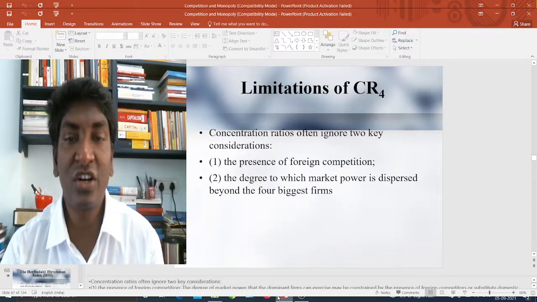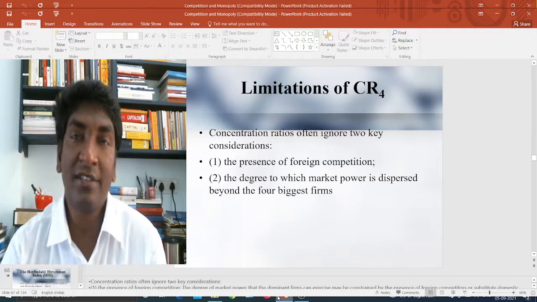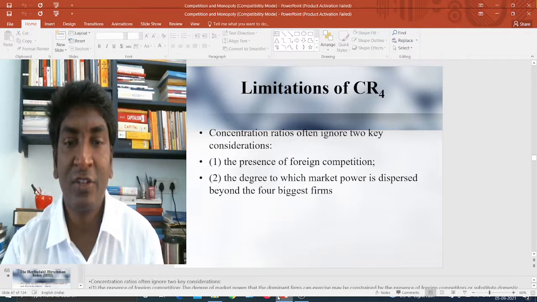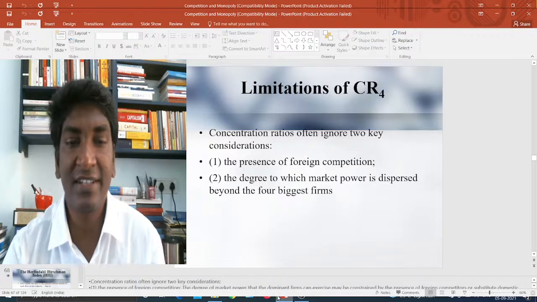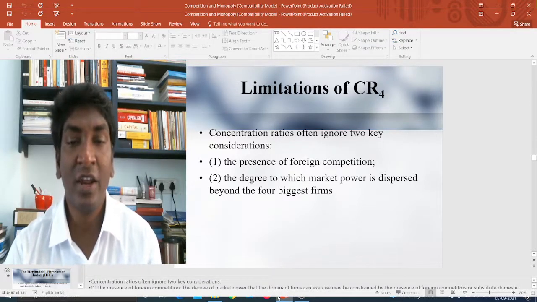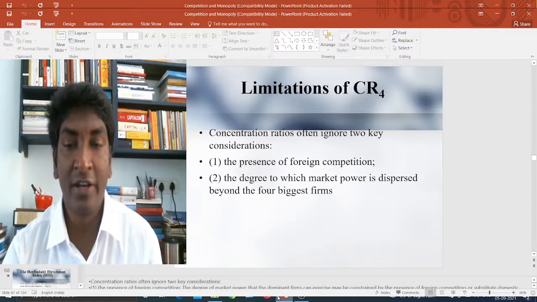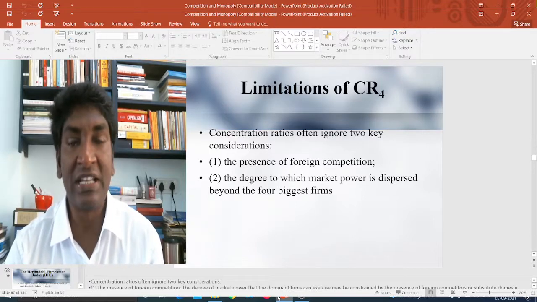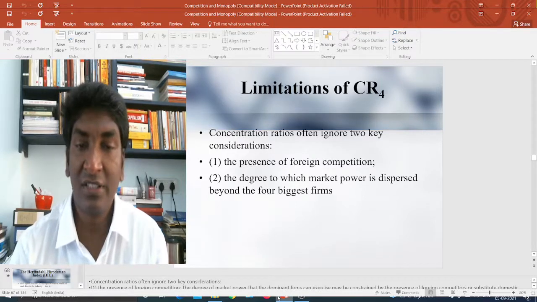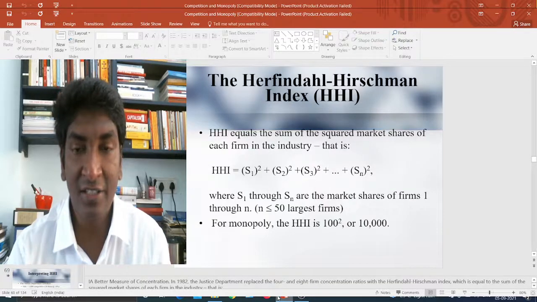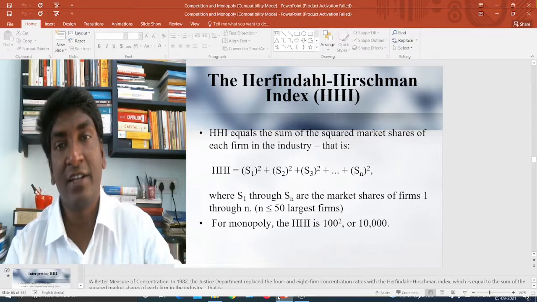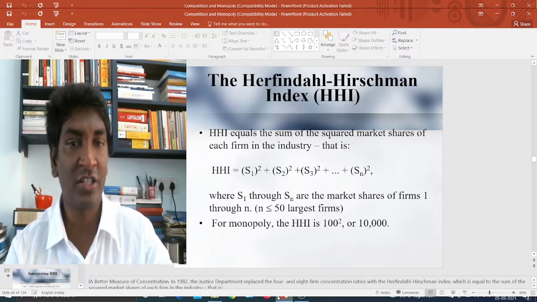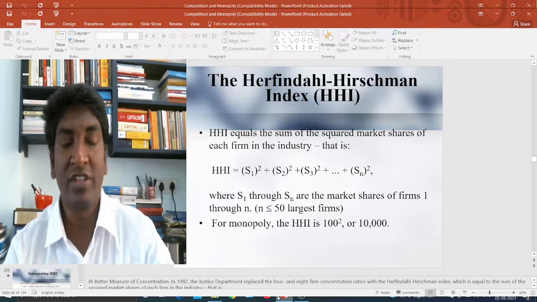So the concentration ratio ignores two key considerations in that context. The first one is the presence of foreign competition. The second one is the degree to which market power is dispersed beyond the four biggest firms. These two facts need to be checked while we talk about the concentration of an oligopolistic firm.